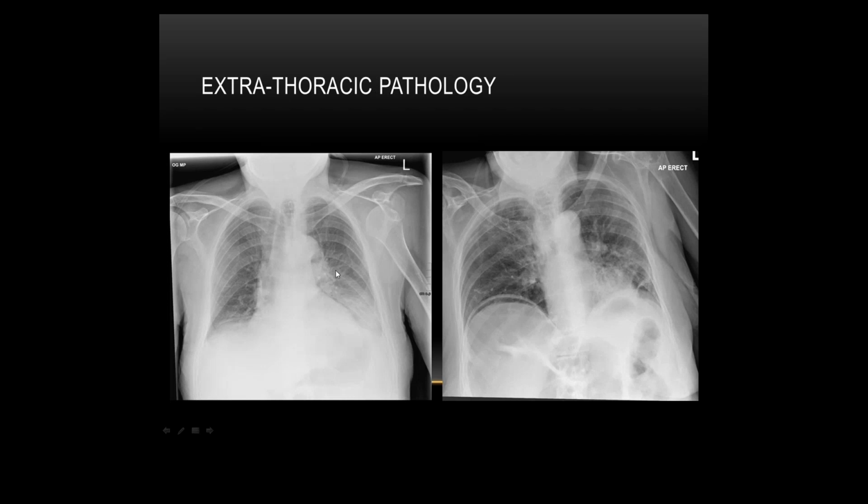And the final slide of the presentation is extrathoracic pathology. So what do we think of this image here?